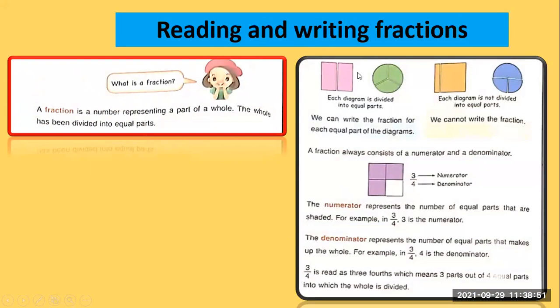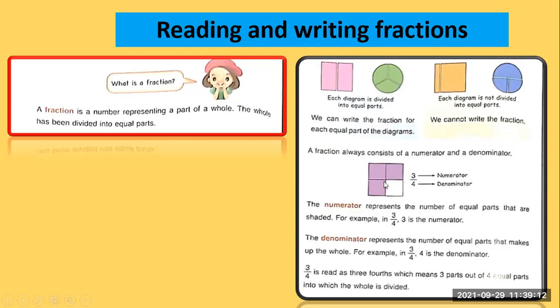Here, divided into the same size. Here in a circle, same size. But here, each diagram is not divided into equal parts, so we cannot write the fraction here. Here we can write because they are divided into equal parts. Now, a fraction always consists of a numerator and a denominator.